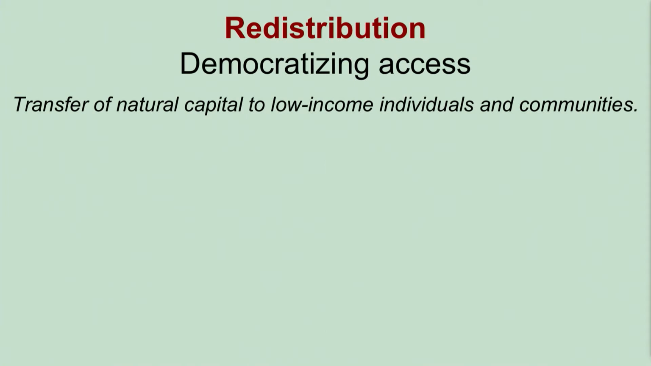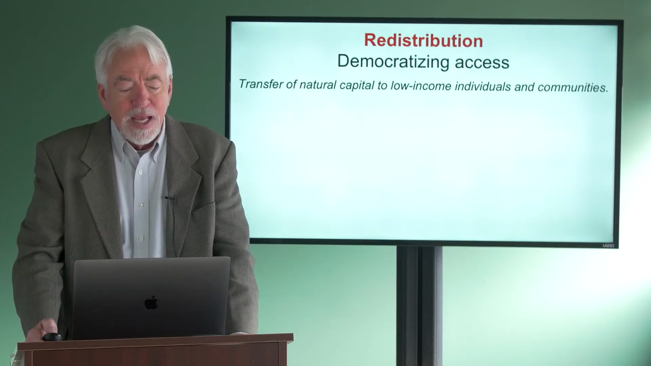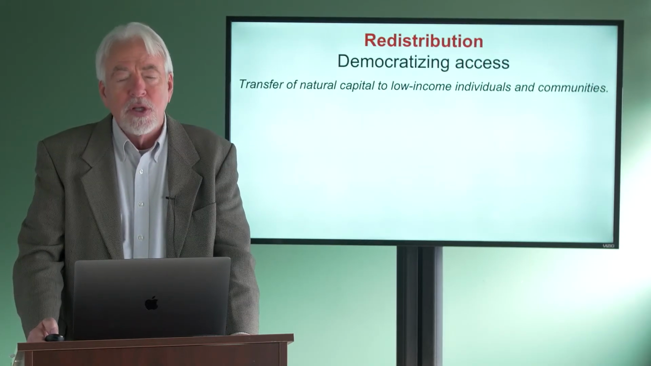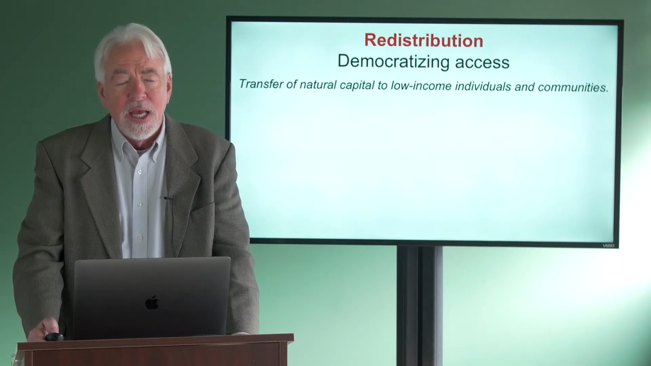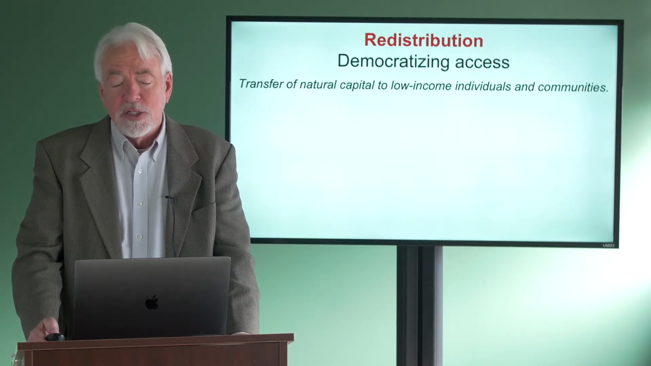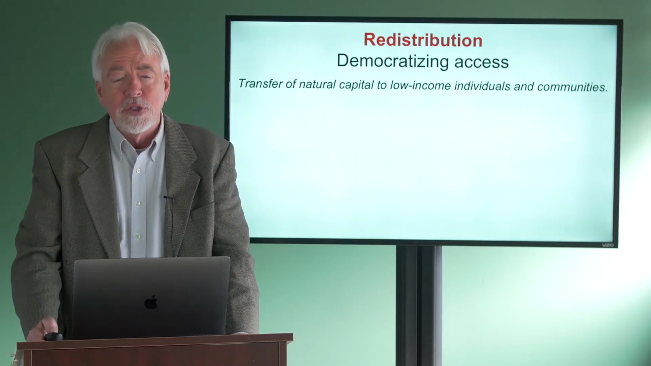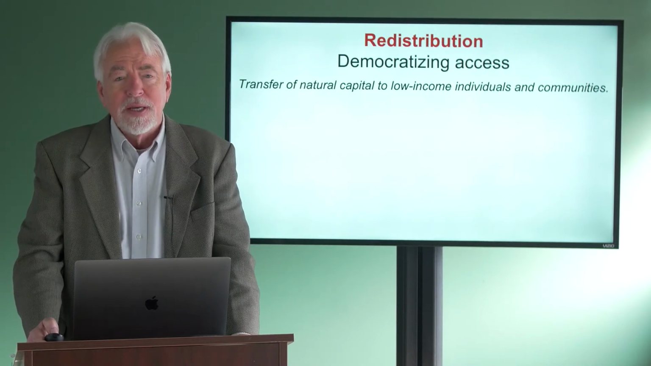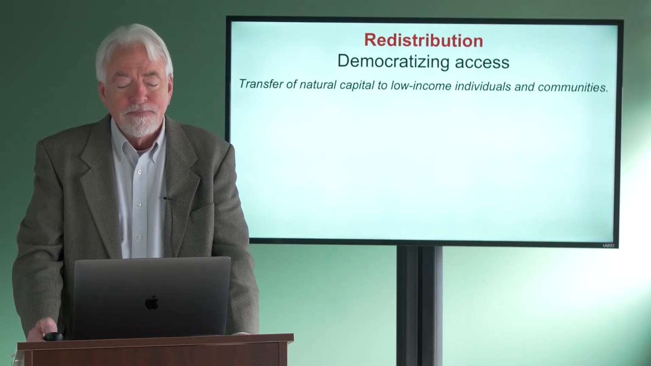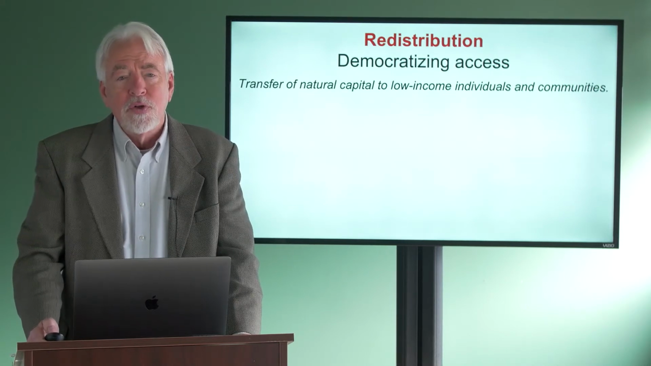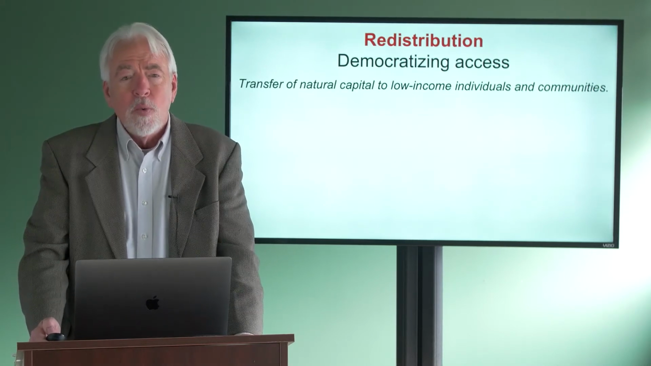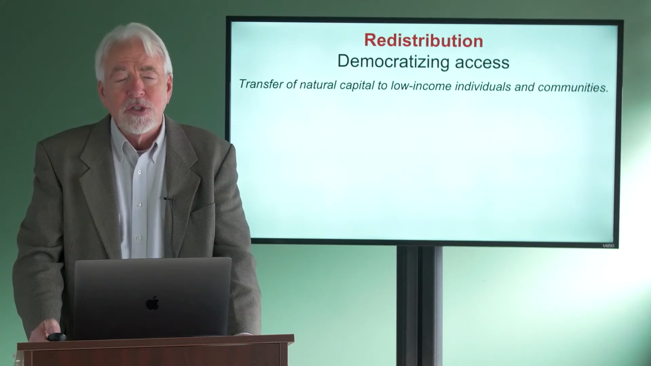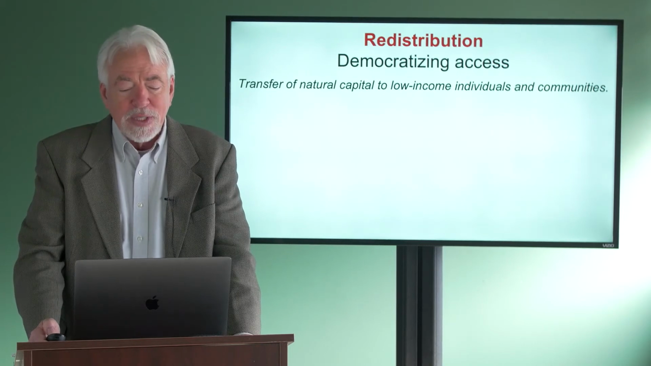A second set of strategies involves redistribution, or democratizing access to natural capital. It involves transferring natural capital to low-income individuals and communities as a way both to help protect the natural capital and to reduce poverty. And this is, of course, more controversial than investment because it involves moving capital from some people to other people. But it's been a really important phenomenon over human history, including in the 20th century, when some of the most important economic transformations in the world were unleashed through redistribution of natural capital.